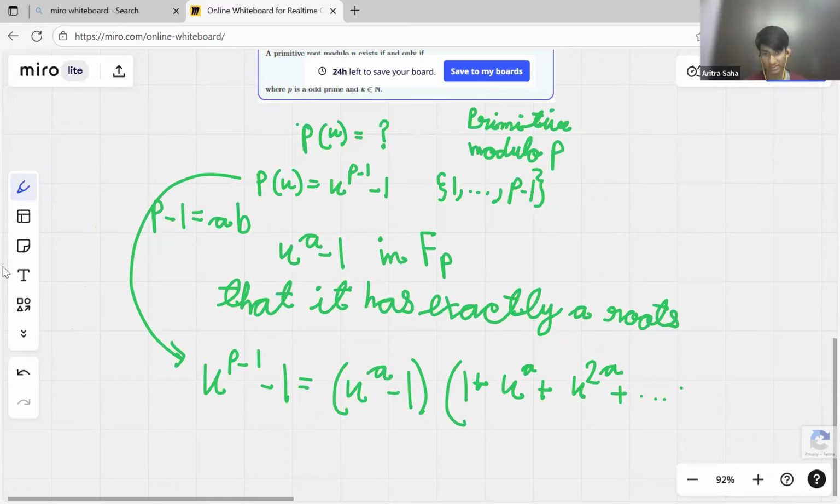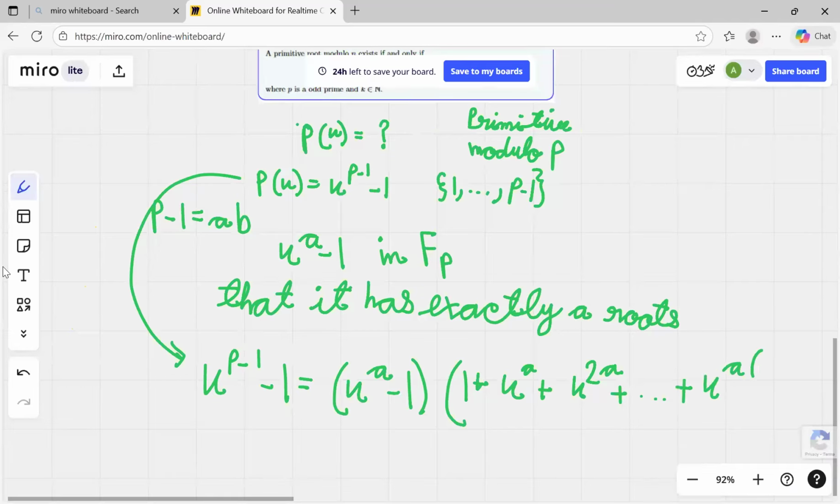Wait, not x to the power B, x to the power A. Like things should cancel out, right? Minus 1 is here, then plus x to the power A, and so on, till x to the power AB minus A, that is, x to the power A times (B minus 1). Yeah.